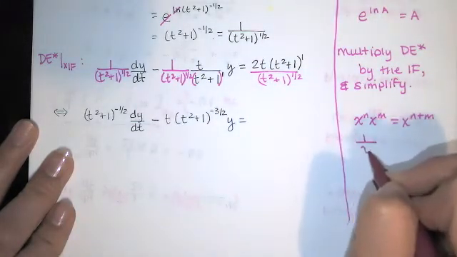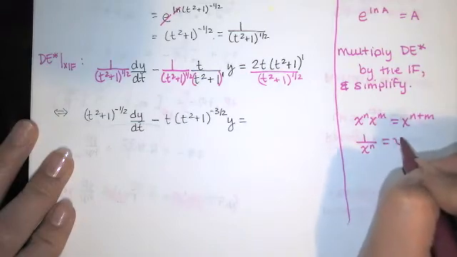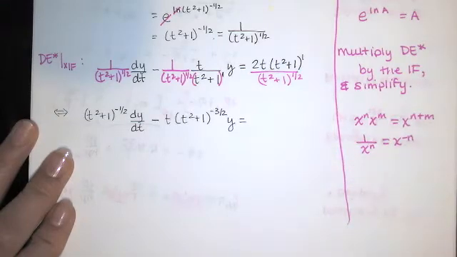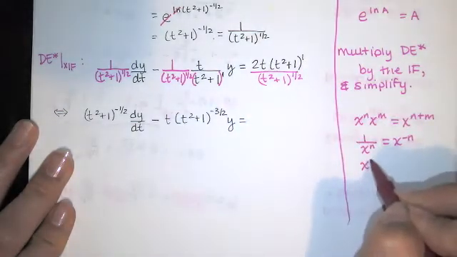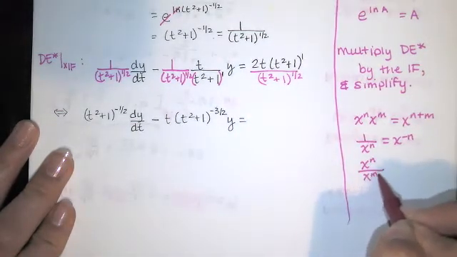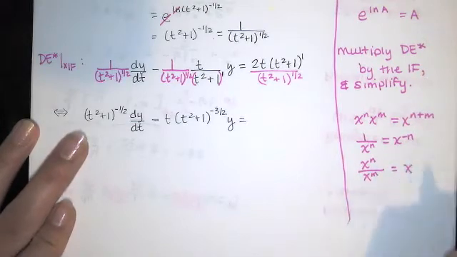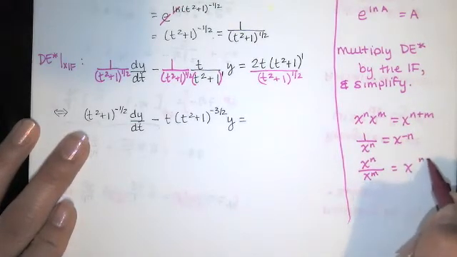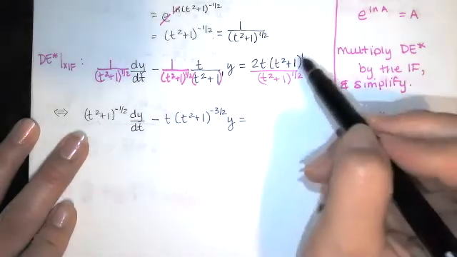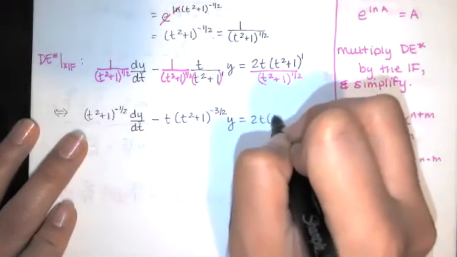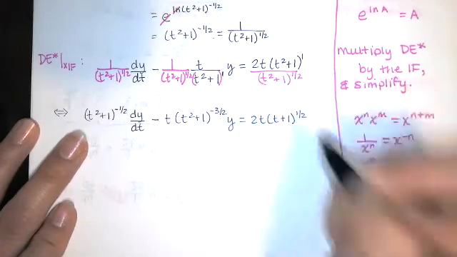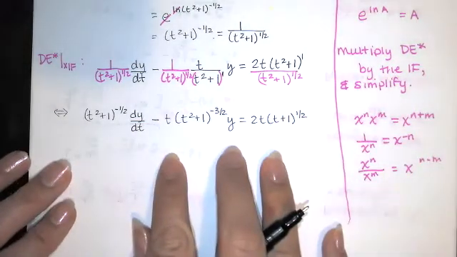That's just using this rule. If you've got 1 over x to some power, that's x to that same power but negative. And then over here, I've got x, or an expression to some power, divided by an expression to a different power. Well, you keep the base and then you just subtract the exponents. So I'm going to have a 1 minus a 1/2. That's going to give me a 1/2 power. Okay, so that's my simplified differential equation.